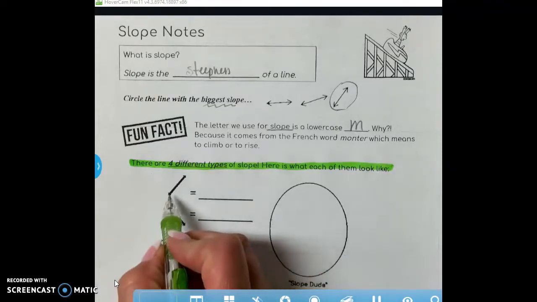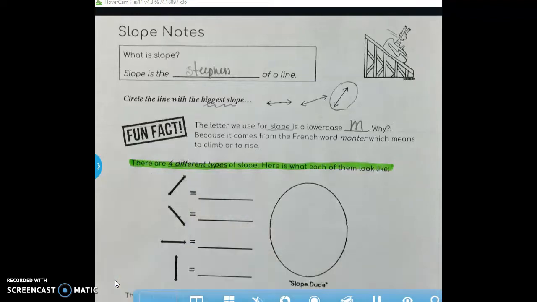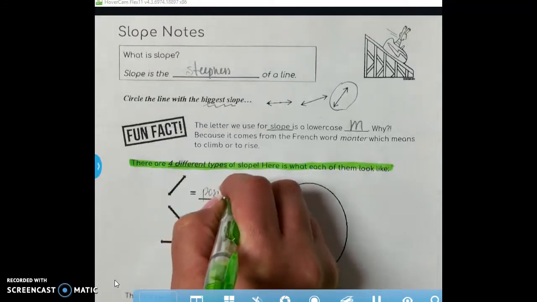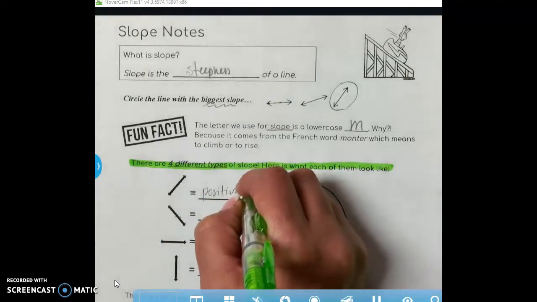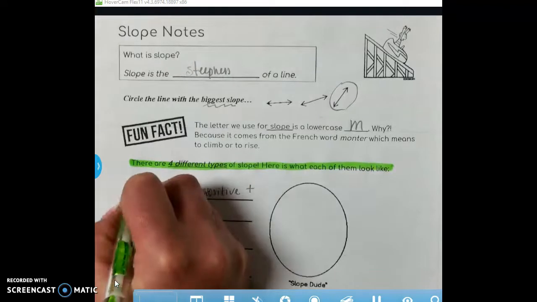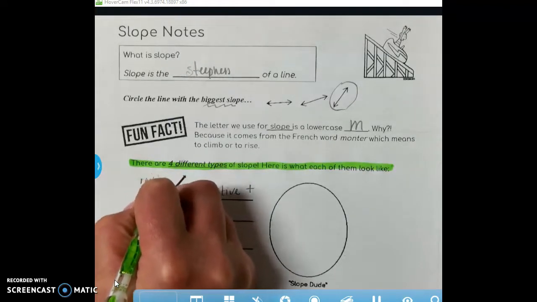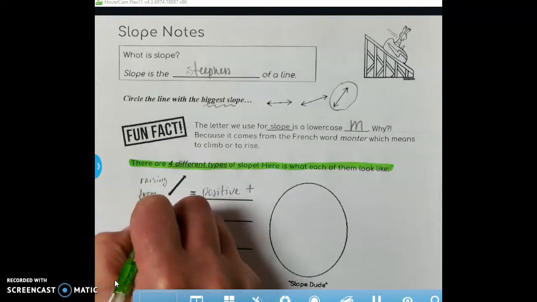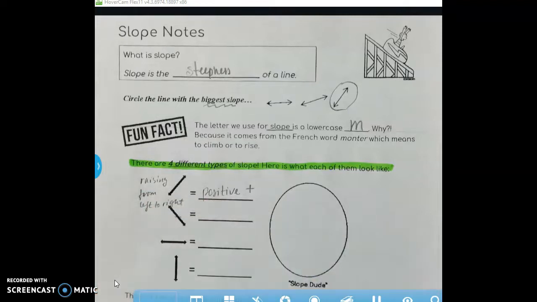So our first type of slope right here is called positive. Why specifically is it a positive slope? Because, and yes, we are going to use a plus, our line, our graph is rising when we look at it from left to right. A little bit of a reminder, since in the English language we read from left to right, we observe the movement, the change from left to right. It is rising, so it's going to be positive.